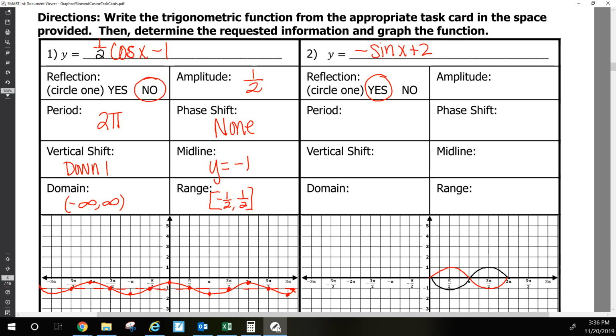What else is happening here? Do we have an amplitude changer? No, amplitude is going to be just 1, like the parent function. Do we have a period changer? Nope, so period is going to be 2 pi, like the parent function. We don't have a phase shift in there either, so we're not shifting to the left or the right. We do have a vertical shift up 2, which means my midline is going to get shifted up to 2.